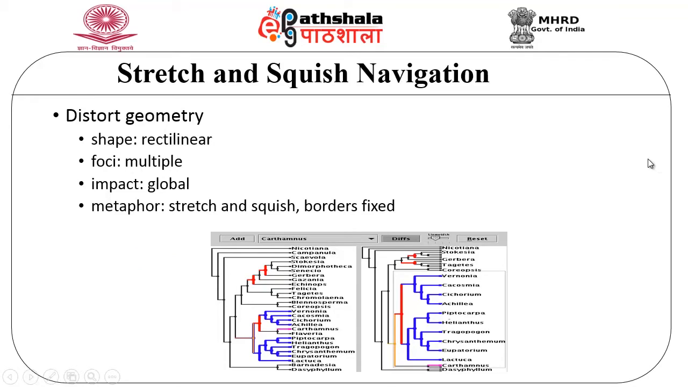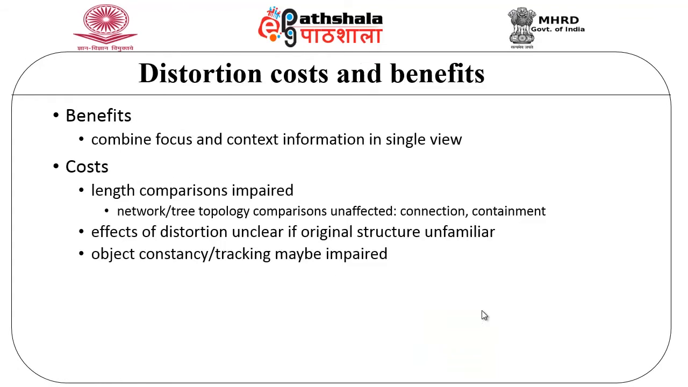The next one is the stretch and squish navigation technique, wherein we try to apply the distortion geometry where the shape is rectilinear in nature here, and the focus is not a single focus, and you have multiple foci. The impact is a global impact, and the metaphors that are applied are stretch and squish metaphors, and the borders are being fixed in this case. So it is possible for us to stretch and squish the data using this stretch and squish navigation technique.